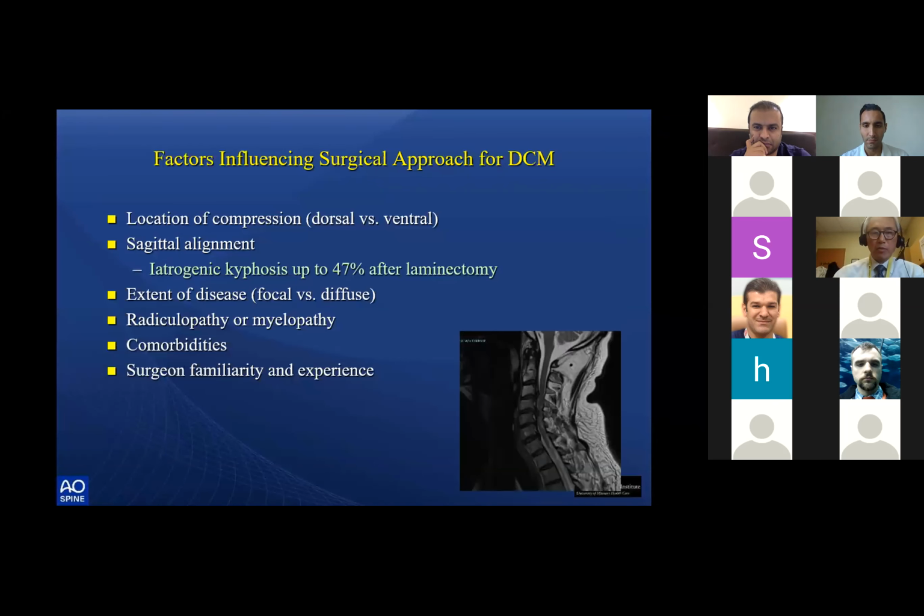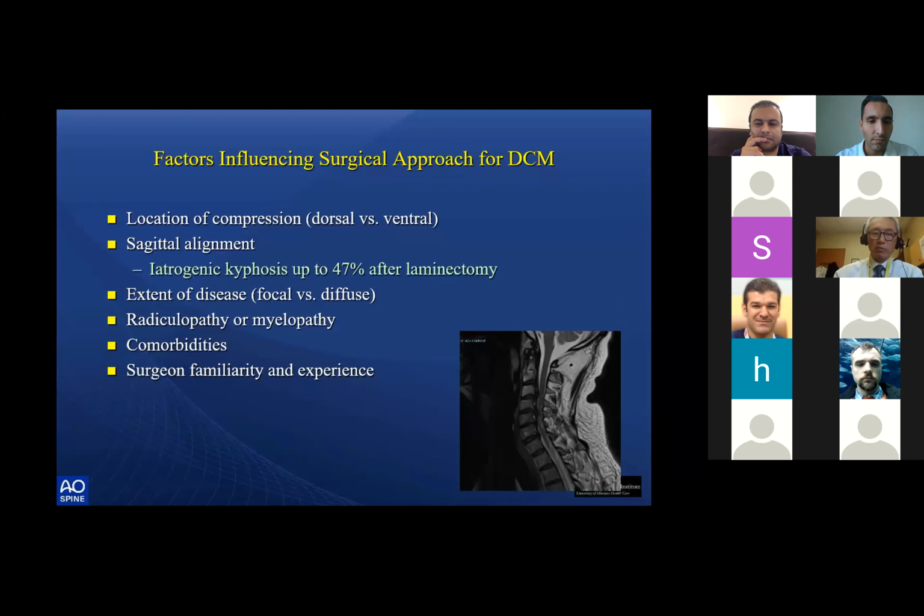So let's talk about what everybody else talked about earlier. What are the indications for surgical approach for DCM, meaning degenerative cervical myelopathy? I think we'd all agree the location of the problem is definitely important in how we approach it. Is it ventral or dorsal, and how many levels are there? Sagittal alignment, mentioned by multiple speakers, is extremely important. We all know that multiple laminectomy alone can cause up to 47% iatrogenic kyphosis, which can be problematic. How about extensive disease? Is it 1 level, 2 levels, 3 levels or more? What about the symptomatic condition?